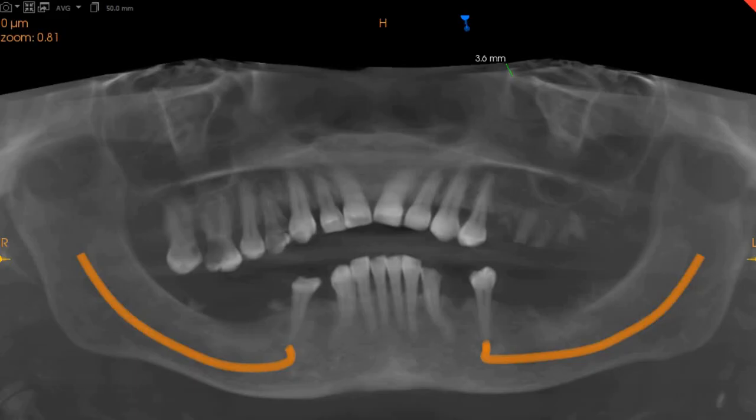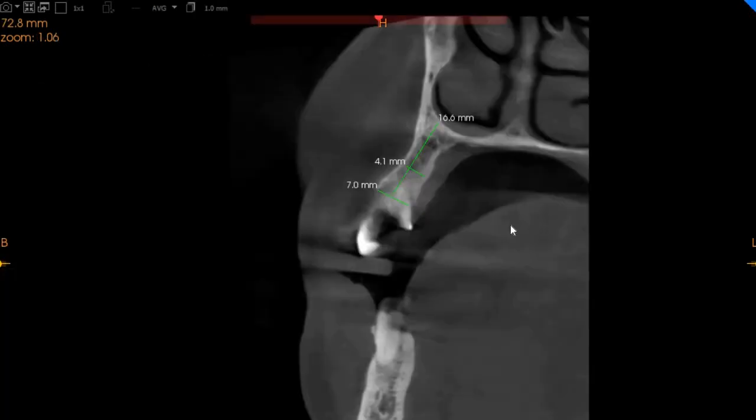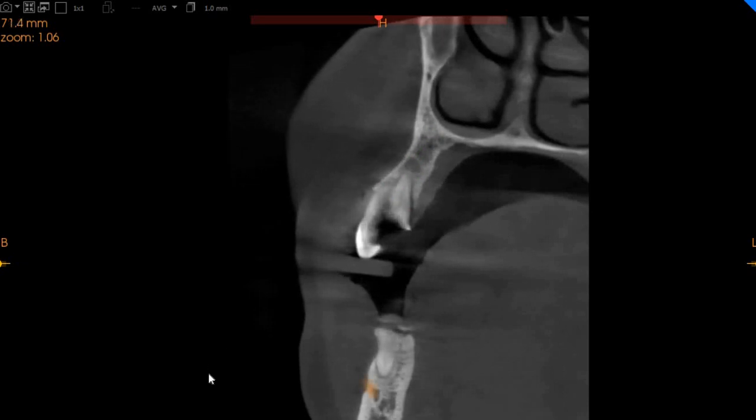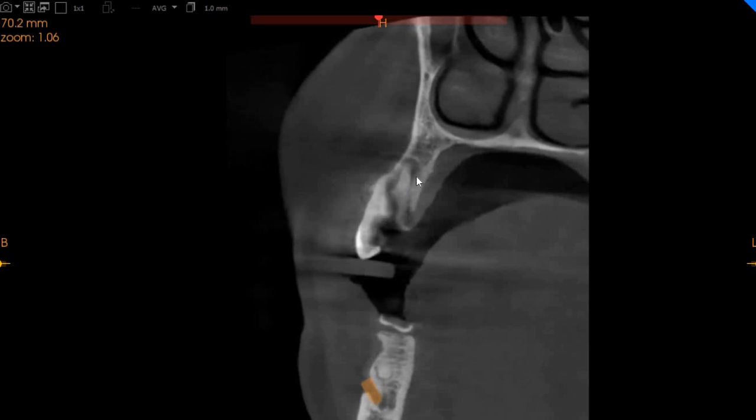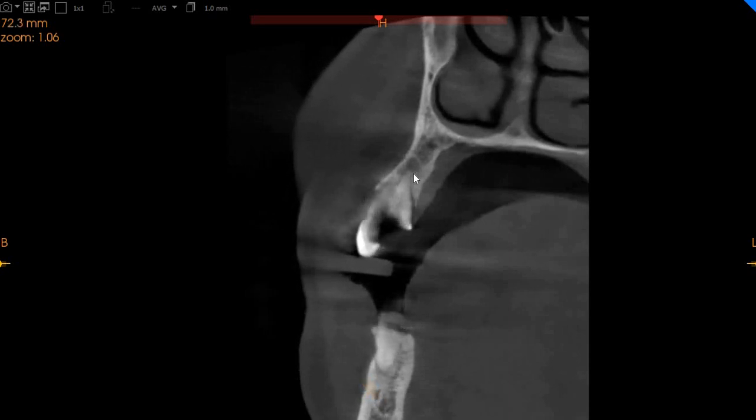This is the panoramic view. Now this is the transaxial view of the upper right first premolar. This is a grossly carious first premolar, which is also fractured, and hence this needs to be extracted. This is where the fracture is, and we have a radiolucency present here as well. So when this is extracted, the approximate working area will have 7 millimeters of bone at the crest, 4 millimeters at mid crest, and then 16 millimeters of height.